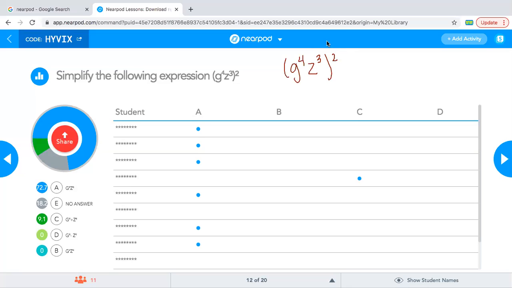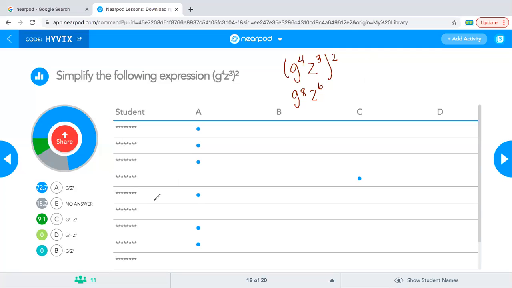Jada, go ahead. Okay, so you multiply the 2 by G to the 4, which gives G to the 8. And then B to the 3rd power, and you multiply that by 2, and you get B to the 6th power. Thank you, Jada. Beautiful.